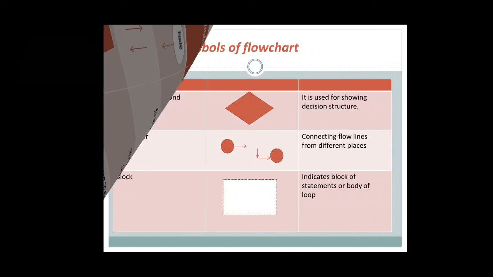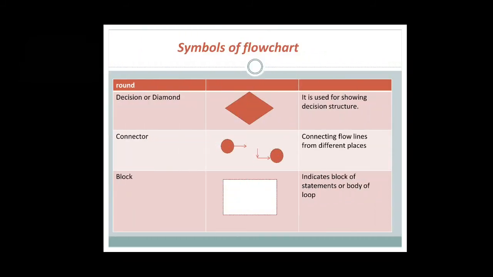The next one, decision or a diamond. Decision refers to comparison or direction and branching. Then connector. A connector indicates an entry or an exit to another part of a flow. Then block. It indicates the statement or body of a loop.